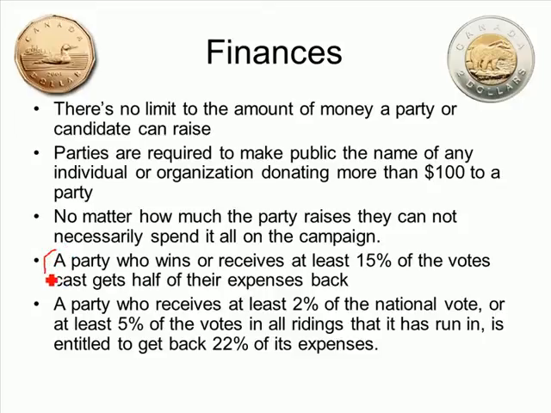Down here, a party who wins or receives at least 15% of the vote gets half of their expenses back. And then there's also some more specific information as far as gaining a certain number of votes, and if you do, then you can get 22% of your expenses back. And that's another reason they don't want the expenses to get too out of hand, because if this ever were to happen, the government doesn't want to pay all that money back to these very rich parties.